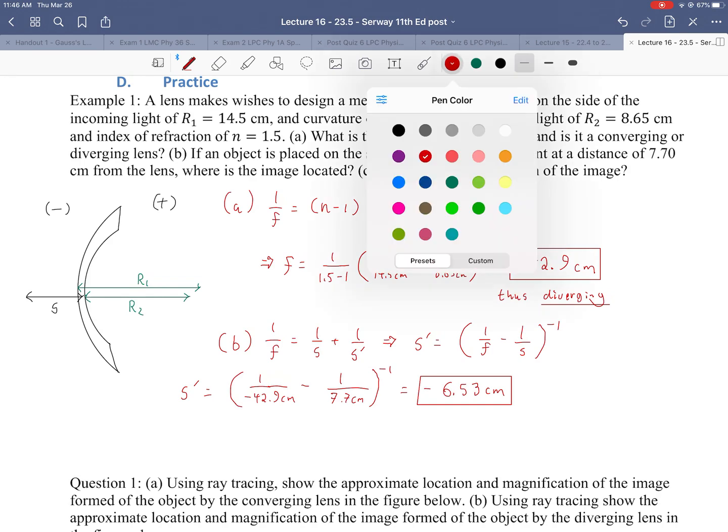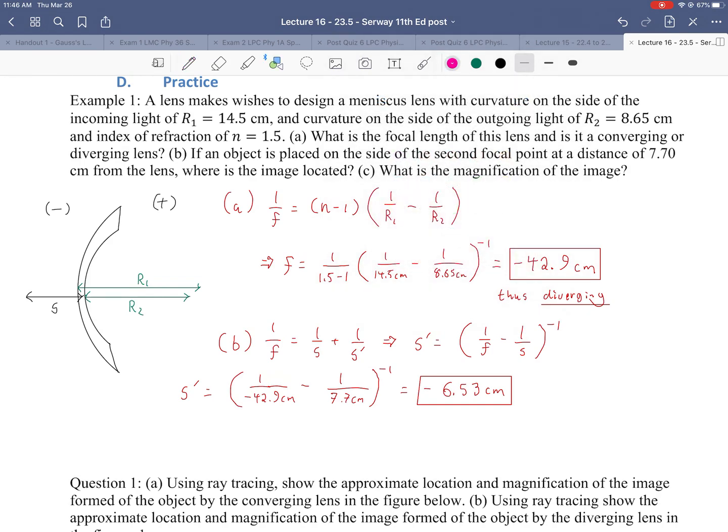Okay, so then S prime is going to show up right here. So let's draw that in. All right, so that's our S prime. Looks good. Now, what about our magnification? Because we're asked about that as well.